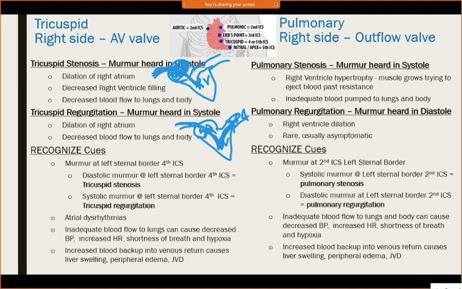Inadequate blood flow to our lungs can cause decreased blood pressure, increased heart rate, shortness of breath, hypoxia, because we're just not oxygenating as much blood. And this will cause, hey, guess what these are? Signs and symptoms of right heart failure. Are your lungs dry or wet?